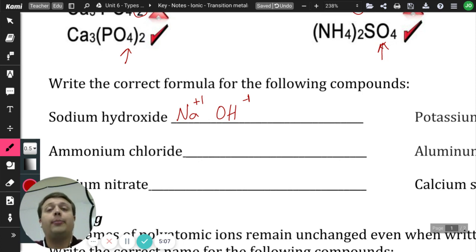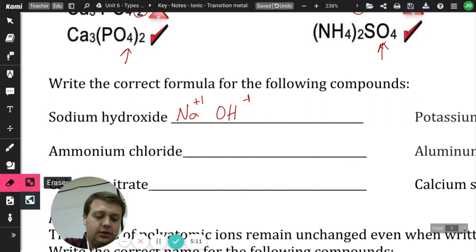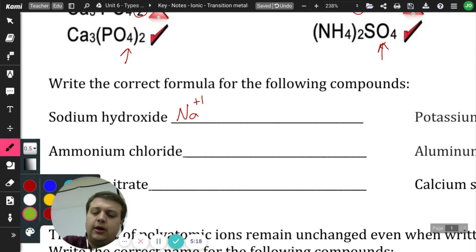So now we would swap, drop, reduce. I'm actually going to use 2 different colors. I'm going to use green for my hydroxide here just to help keep track of everything for y'all. So OH -1. So we would swap it. When we swap it, this turns into Na, swap the charge so that 1 comes over, OH, sorry, that should be green.